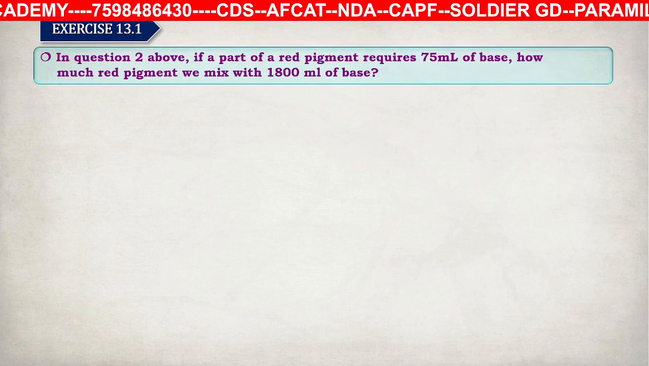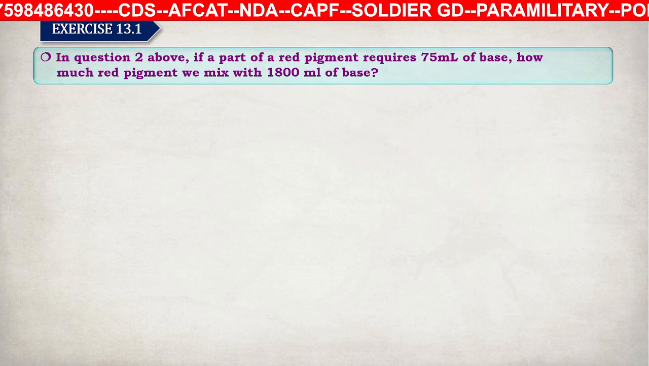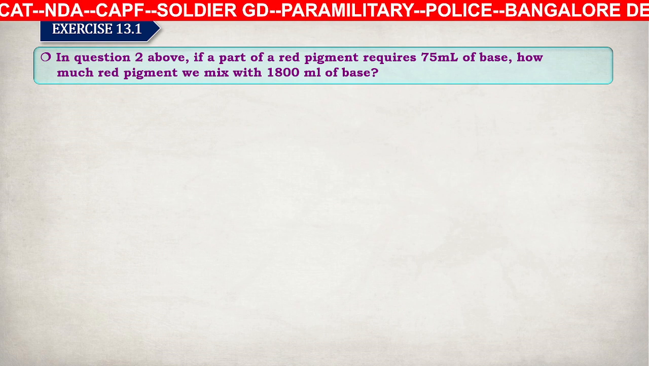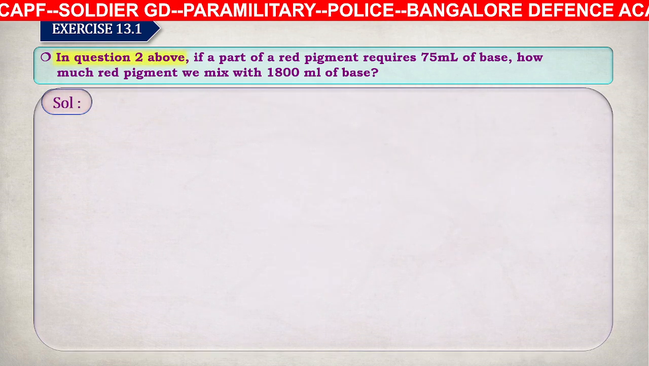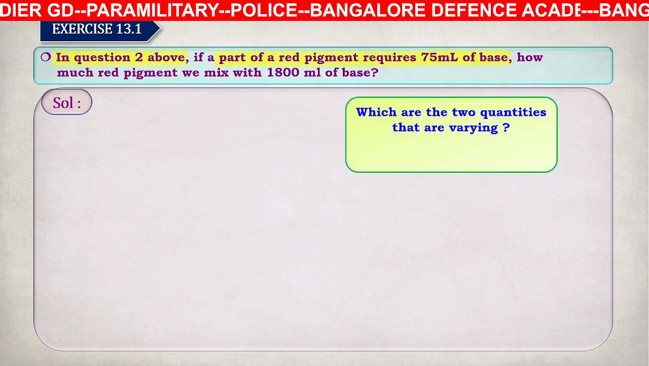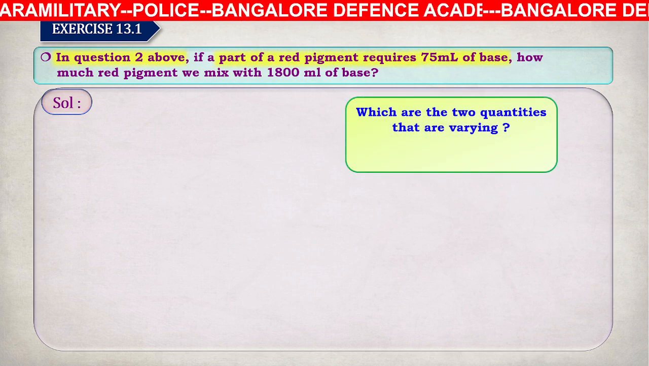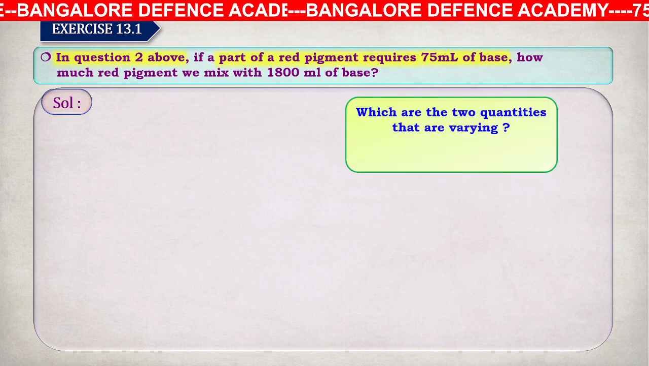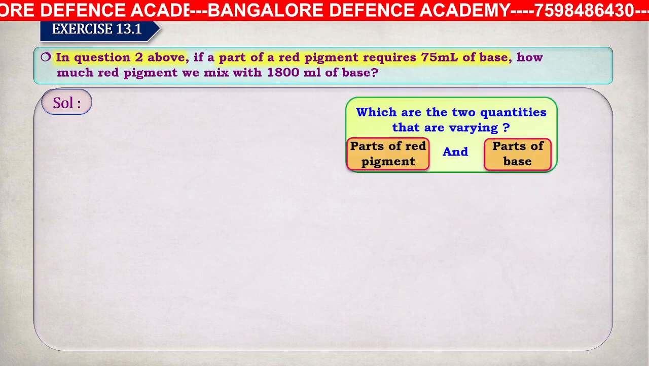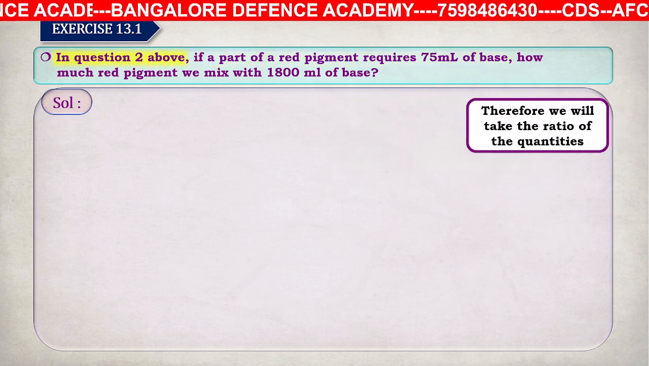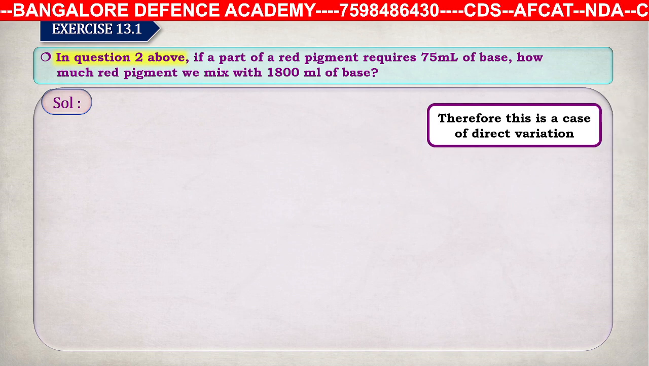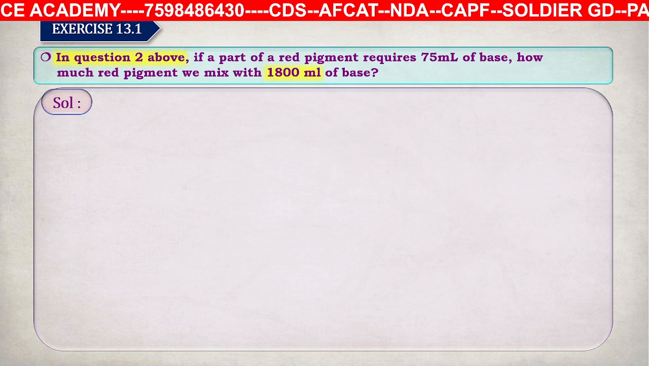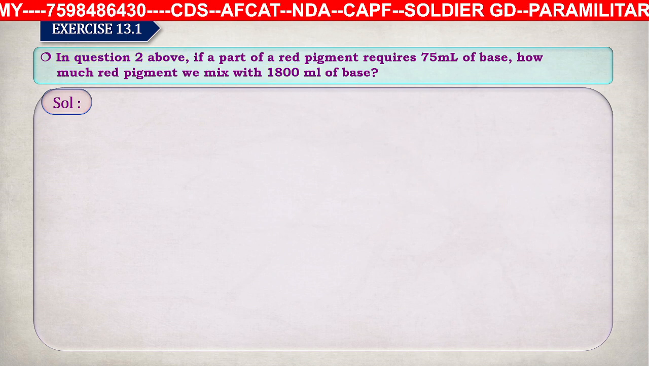Fine. Next question. If in the same question, if a part of red pigment requires 75 ml of base, how much red pigment we mix with 1800 ml of base? Imagine the previous question which we have seen, which are the two quantities I am going to compare. The parts of the red pigment and the parts of the base. So now first thing, we have to know that it is a direct variation. So the 1800 ml of base, for that how much red pigment is required?